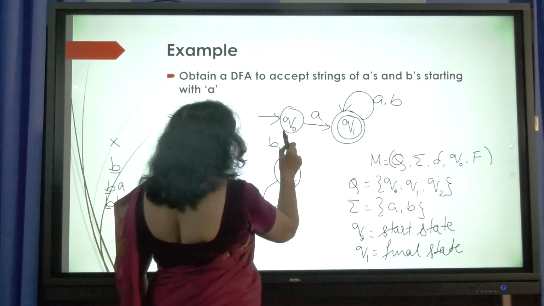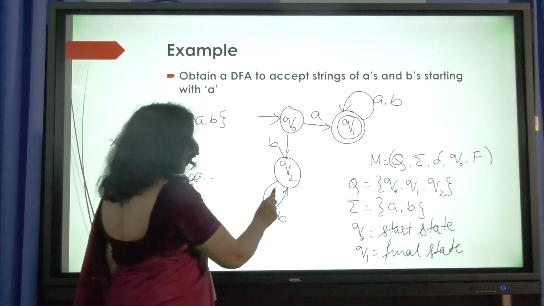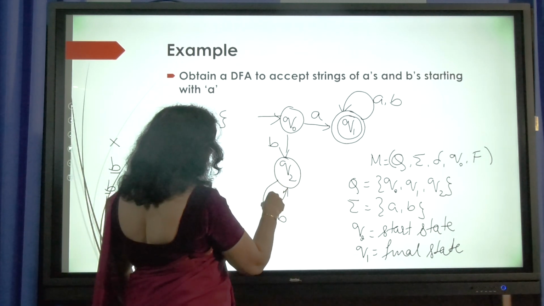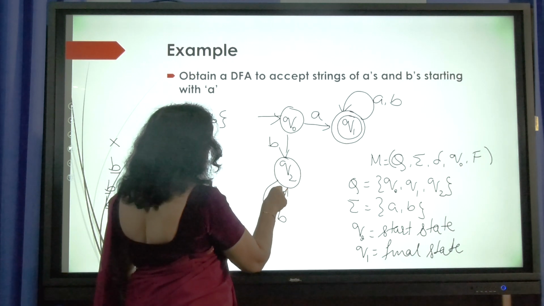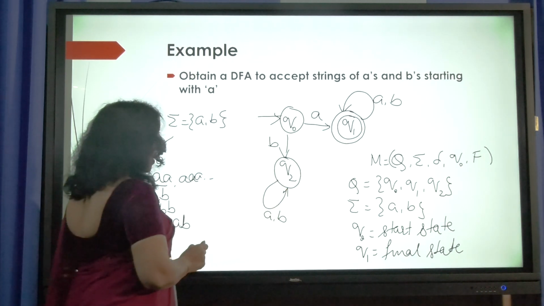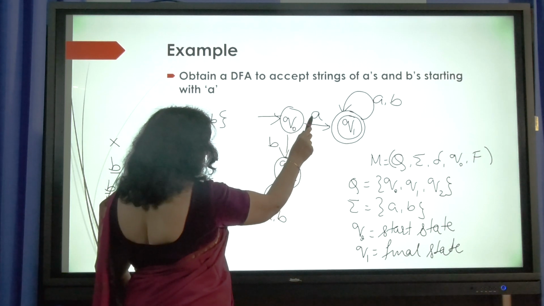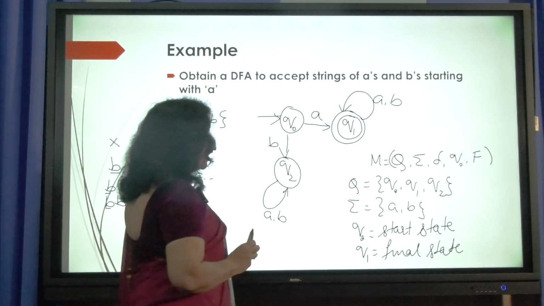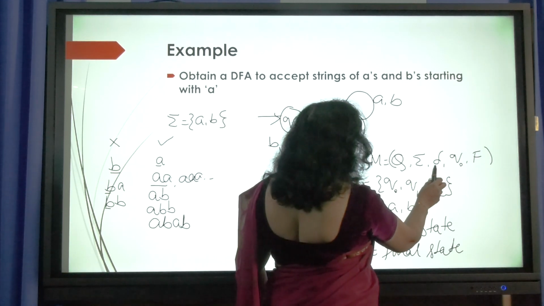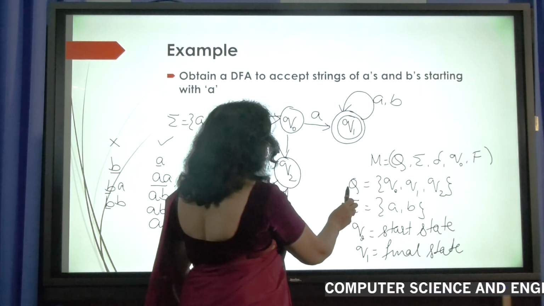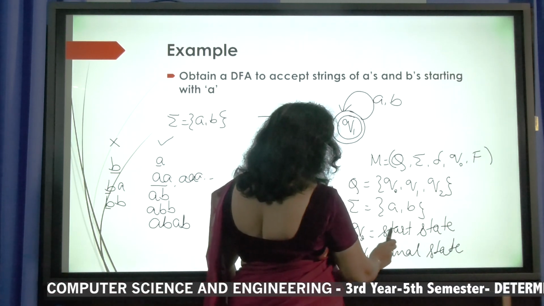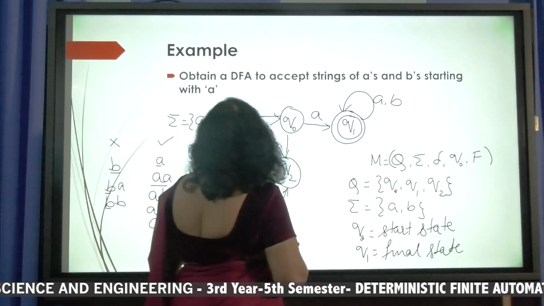Now, from Q naught, if we get a B, we go to a state Q2. From here, whatever we get, whether it is A or B, we remain in Q2 itself. We call it a trap state, because the question says the string should start with A. If the string starts with B, this should not take us to the final state. Now, what is the definition? M equals Q, sigma, delta, Q naught, F, where Q is Q naught, Q1, Q2, sigma is A comma B, Q naught is the start state, Q1 is the final state.